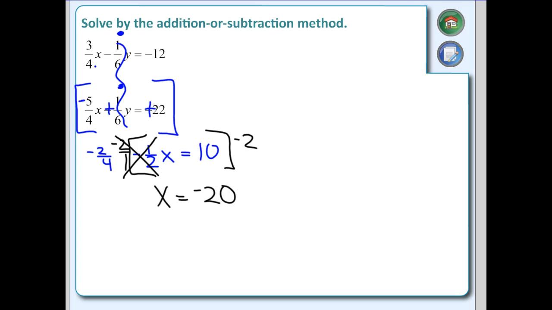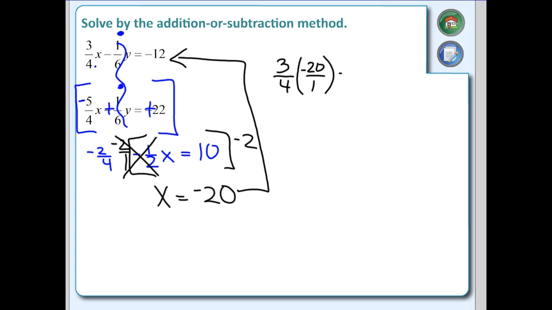Again, I'm going to go with the one with the smaller fractions. So we've got 3/4. Okay, I'll draw the line. I'm putting it back in the first one. 3/4 x, but x is negative 20. I'm going to go ahead and put that over 1 since we got fractions. Minus 1/6y equals negative 12.